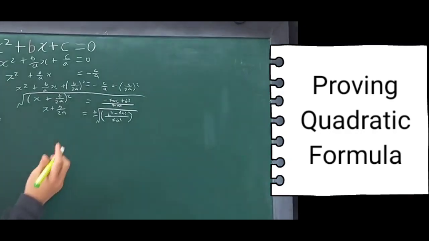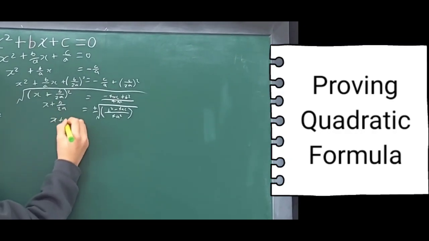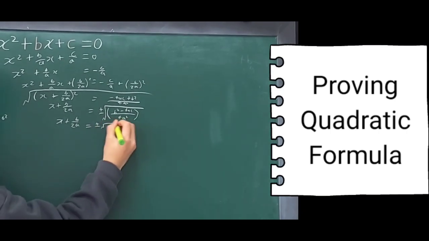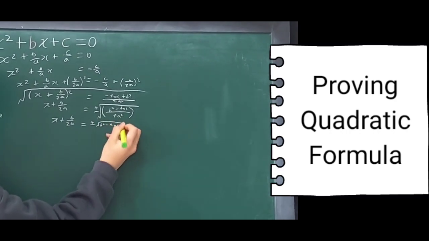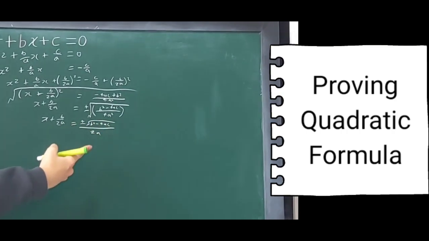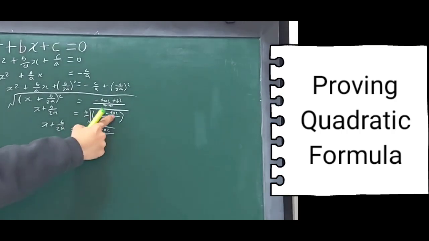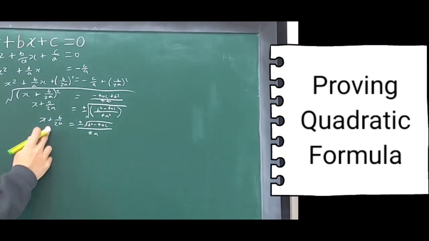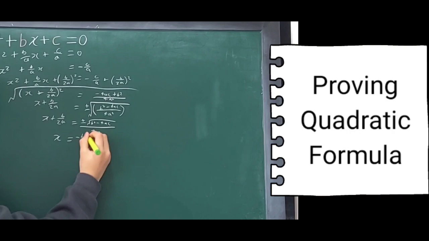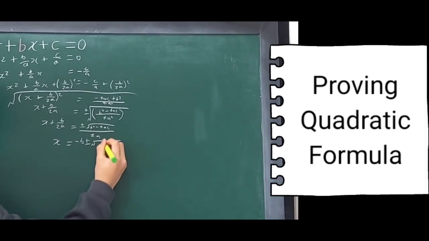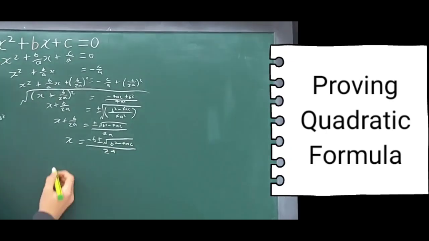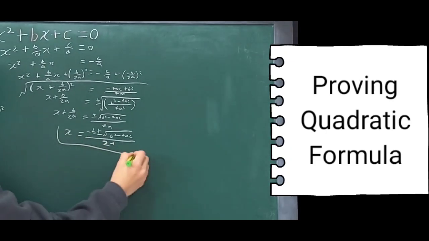Now I want to change it like x plus b over 2a is equal to plus or minus the square root of b squared minus 4ac over 2a, because 2a squared is 4a squared, and I can just simplify this into this. And now I will move this to here, so I get x equals negative b plus or minus the square root of b squared minus 4ac over 2a. Now we just proved it.